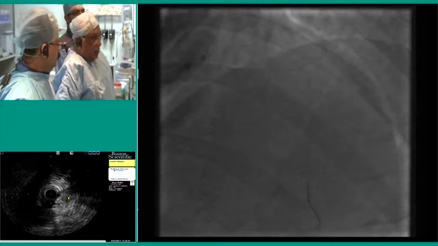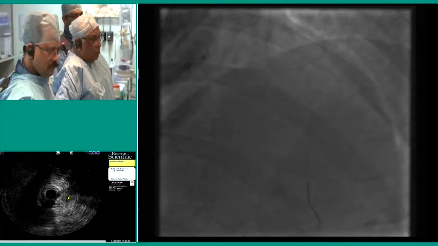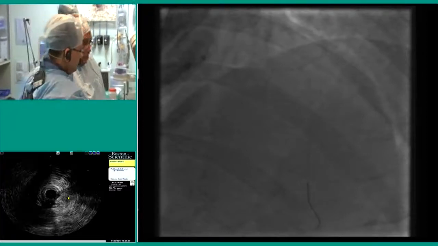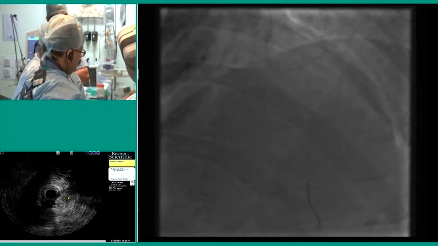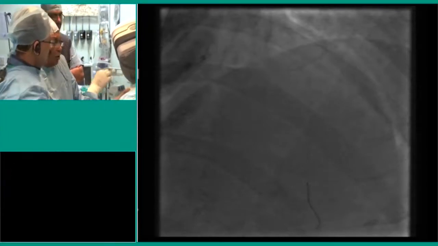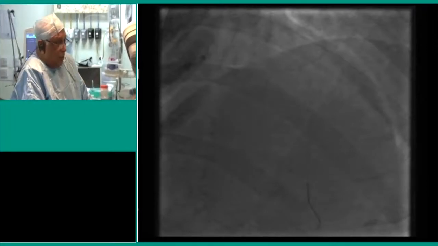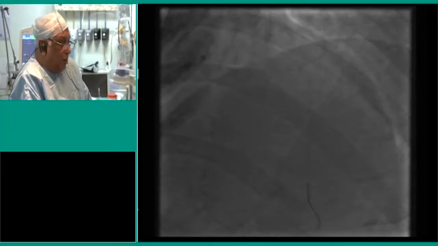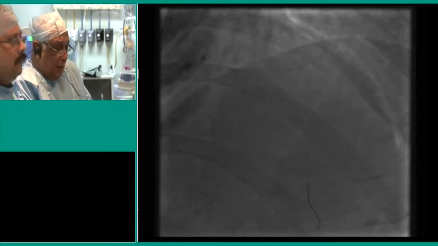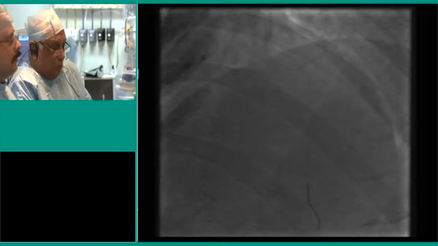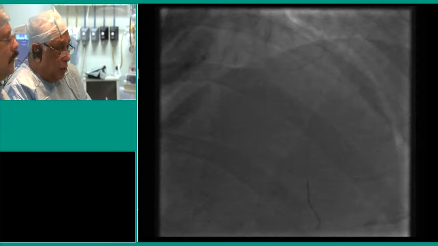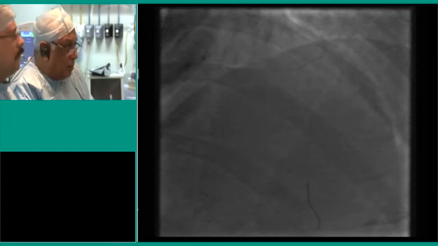They tried different balloons to get across the ostium and dilate it. They couldn't. What all could have been the possibilities, whether it could be an alignment problem or there is calcium there, we don't know. So today what we have done is we just wired the lesion.